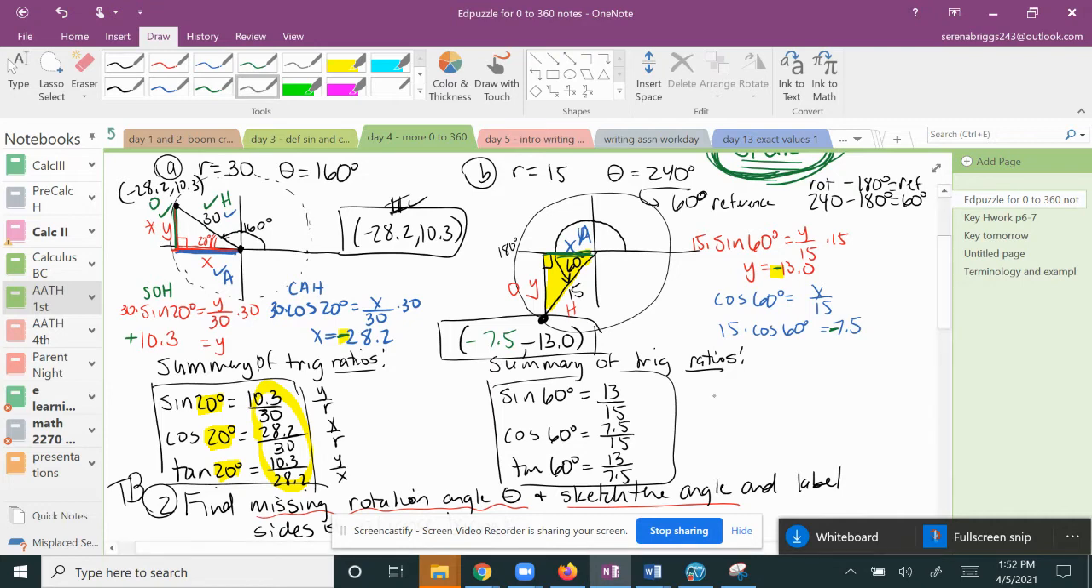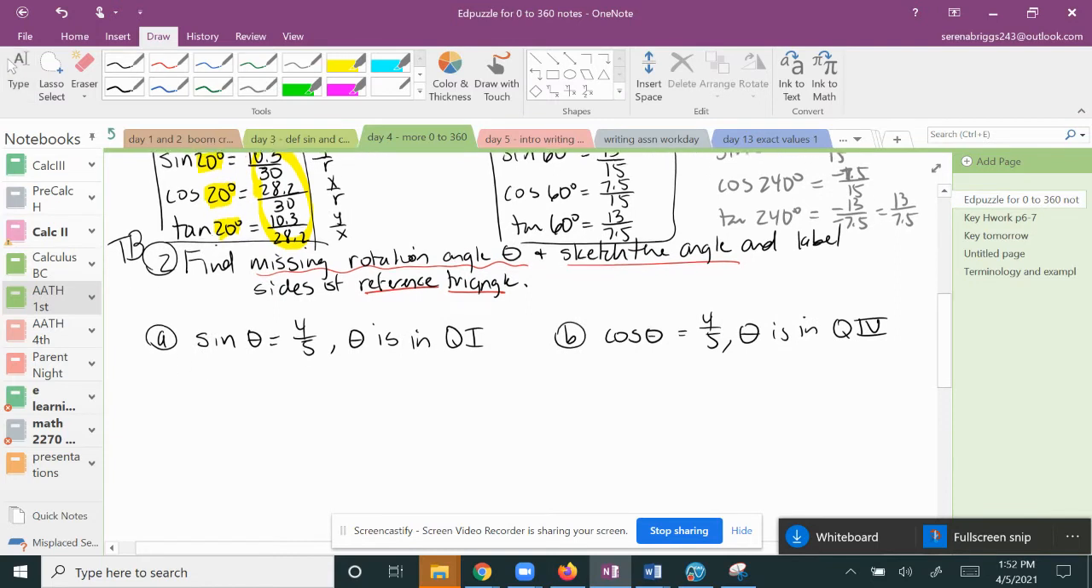Now, if I decide to use the rotation angle instead, the sine of 240 degrees is actually going to be negative 13 over 15. And the cosine of 240 degrees will actually be negative 7.5 over 15. And the tangent of 240 degrees will be negative 13 over negative 7.5, or 13 over 7.5. If I'm going to use that quadrant 3 rotation, then my sine and my cosine will be negative ratios. My tangent will be positive.